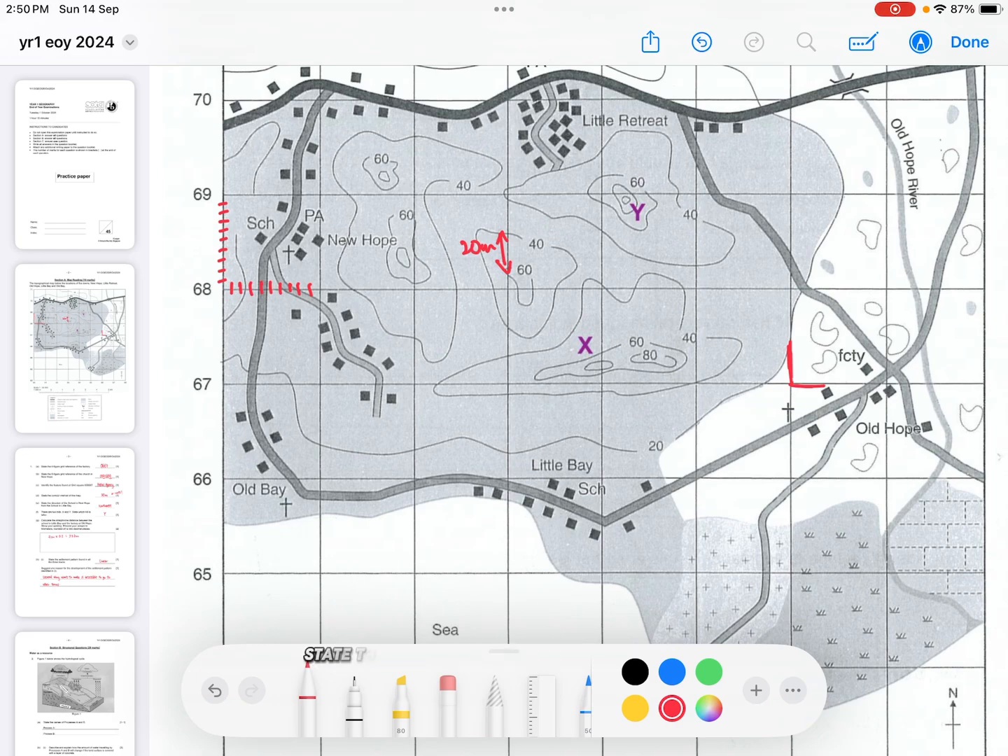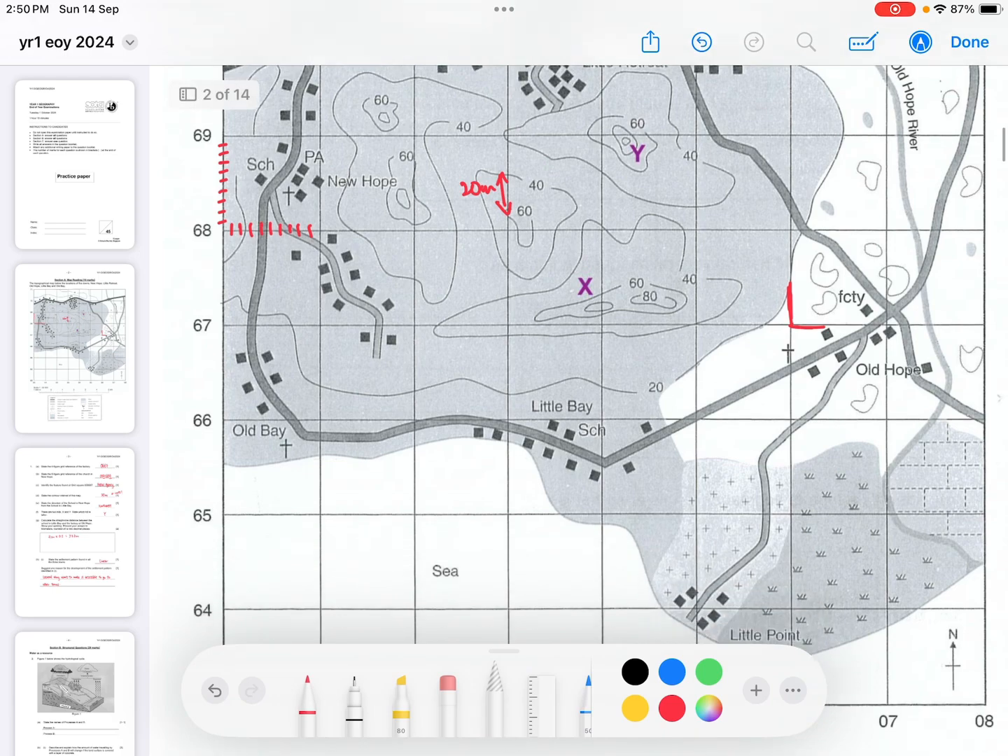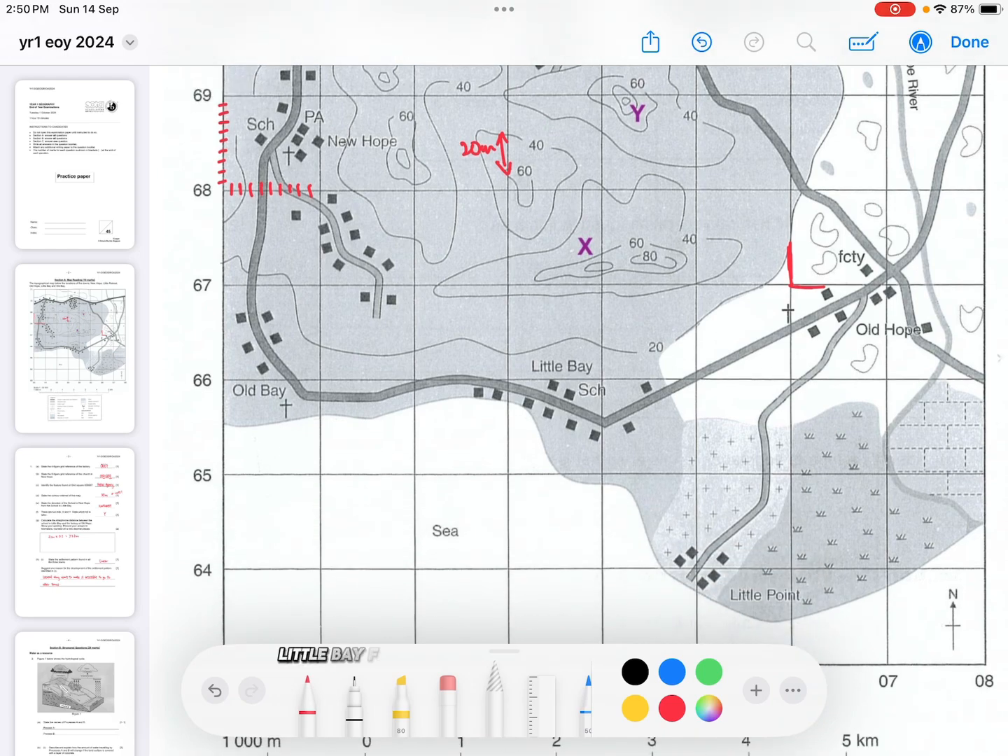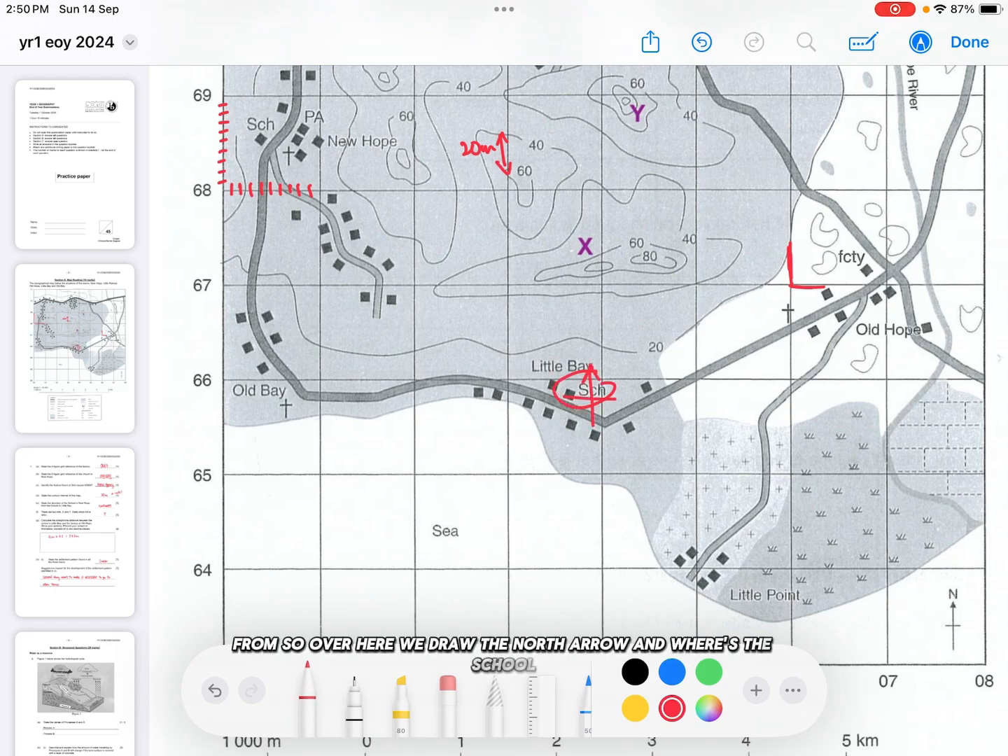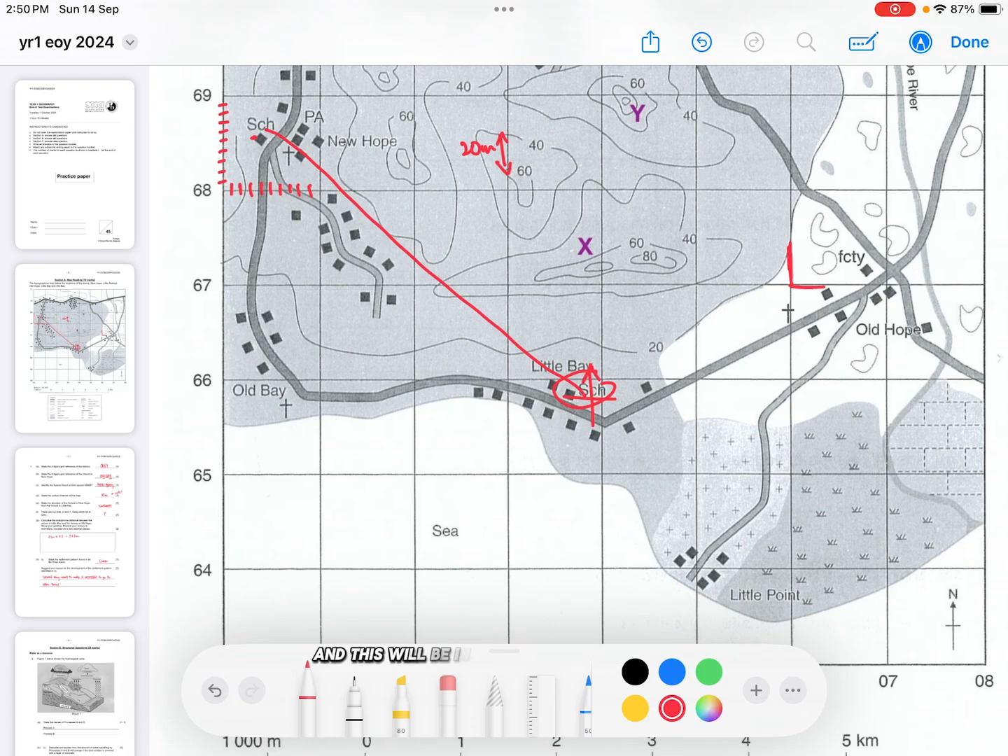Next, part E. State the direction of the school in New Hope from the school in Little Bay. So this is the school, Little Bay. From the question, they said from. So over here, we draw the north arrow. And where's the school in New Hope? Over here. So we draw a line upwards, and this will be in which direction? North west. Make sure to spell it out in full for the exam. Do not just write NW. So the compass direction is northwest.